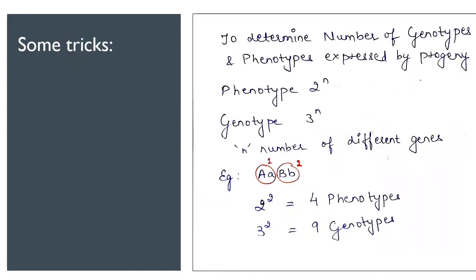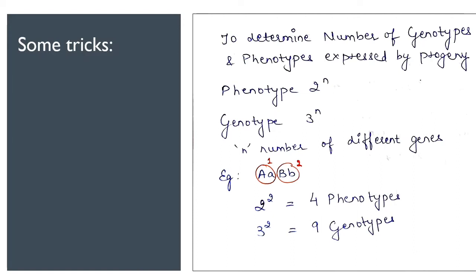Moving forward, here are some tricks to determine the number of genotypes and phenotypes expressed by the progeny. The formulas are: for phenotype, 2 raised to the power n, and for genotype, 3 raised to the power n, where n is the number of different genes. For example, here we have taken the example of capital A, small a, capital B, small b.